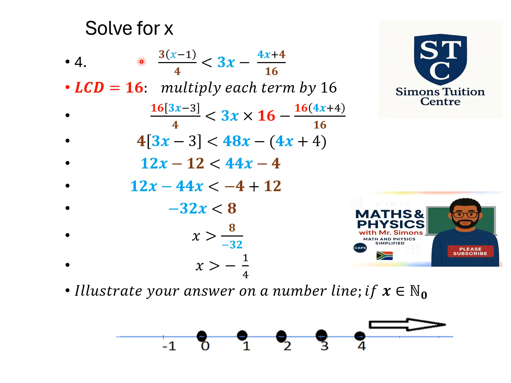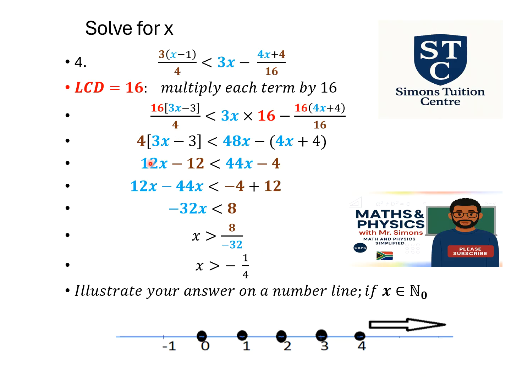So now I'm doing an extra step to show you where the 16 comes in. So I'm going to multiply everything by 16. So you see there 3 times x would give me 3x, 3 times minus 1, negative 3. But I'm multiplying it by 16 over 4. 3x times the same 16. And there's 16 times 4x plus 4 in brackets over 16. So 4 goes in 16, 4 times. So I have 4 times 3x minus 3. 3 times 16 gives me 48, so that becomes 48x. 16 and 16 cancels there, so I'm left with minus 4x plus 4.